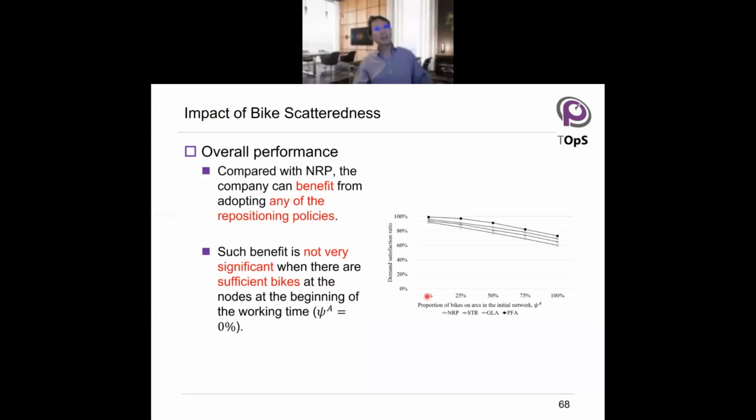half. And then we look at what happens if we have more and more bikes on the arc. So we increase this percentage to 100%. We see that when more bikes are scattered on the arc, all the policies behave worse because there are fewer bikes at the gathering points to satisfy demand, but PFA performs the best.